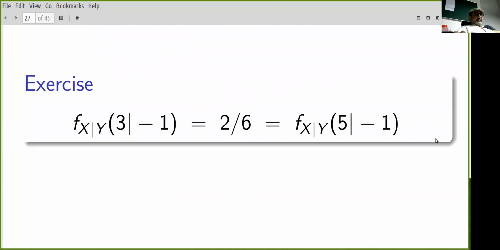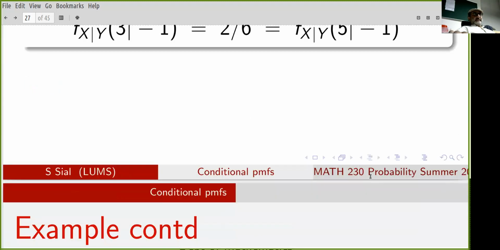Similarly, we should get that the joint PMF for x equals 3 and y equals -1, that's the probability that x is equal to 3 given that y equals -1, and the probability that x is equal to 5 given that y is equal to -1. These probabilities are also 2/6.